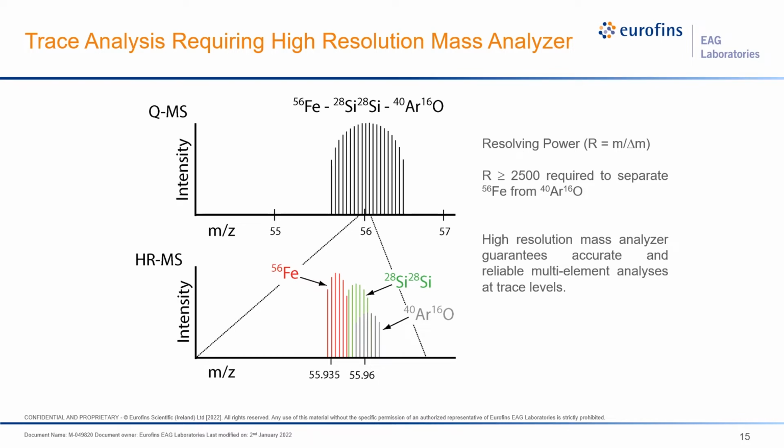Let me give you an example here. If we want to analyze iron impurity in silicon, you will see there are multiple interferences. For iron 56, you have the silicon diatom, and you have argon 40 plus oxygen 16. You can see they have very similar masses. If we use a quadrupole mass spec, you will not be able to resolve these differences. However, with a high resolution mass spec and a mass resolution over 2500, we can clearly resolve them, and that gives us the ability to accurately and reliably measure multiple elements.